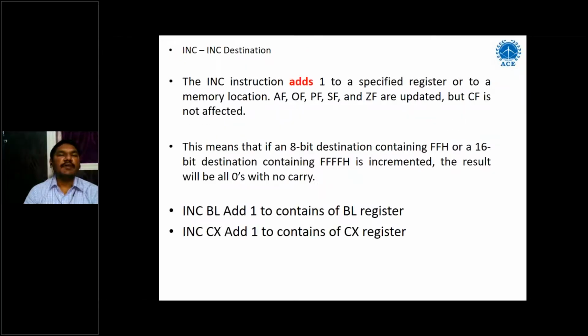Okay, next one: increment. Increment also has only one operand, but here it is the destination. In the case of division and multiplication we have only a source, but here we have a destination. Destination means what needs to be incremented after the operation is performed. It is always incremented by 1, for a byte or a word only. This instruction adds 1 to the specified register. If it is BL or AL, then 1 byte. If it is AX or BX, then 2 bytes or 16 bits.